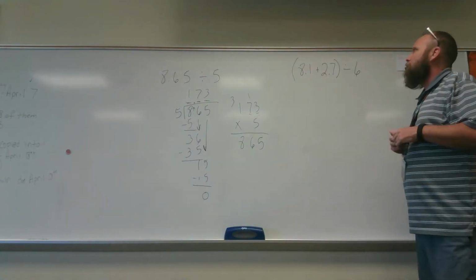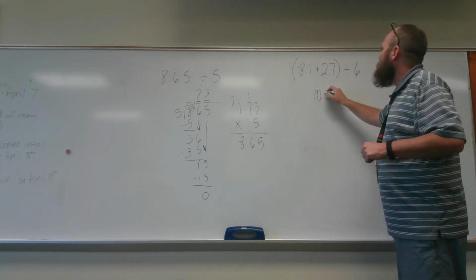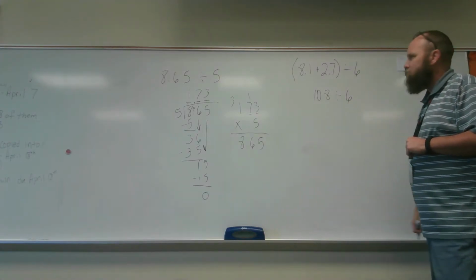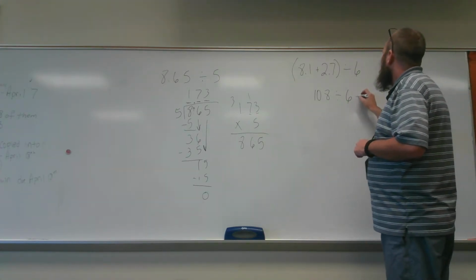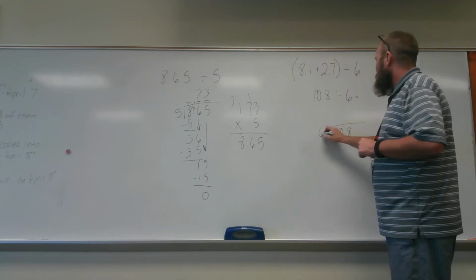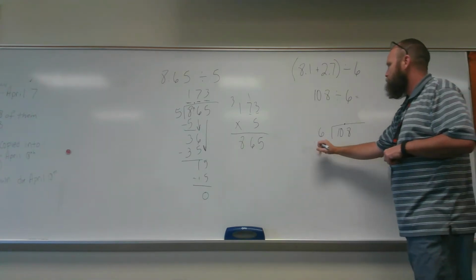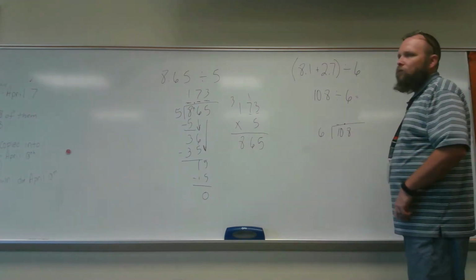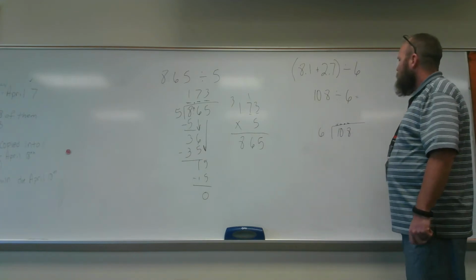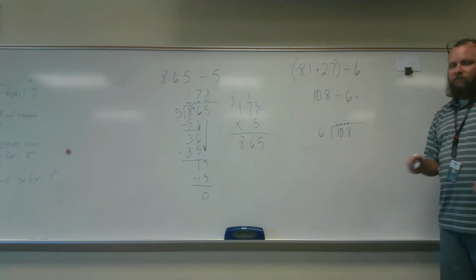What is 8 and 1/10 plus 2 and 7/10? 10 and 8 tenths. 10 and 8 tenths divided by 6. So I want to take 10 and 8 tenths, divide that by 6, decimal point straight up. Does 6 go into 1, Miss McLean? No. Does 6 go into 10, Miss McLean? Yes. So I'm going to have a number in the ones place and the tenths place.